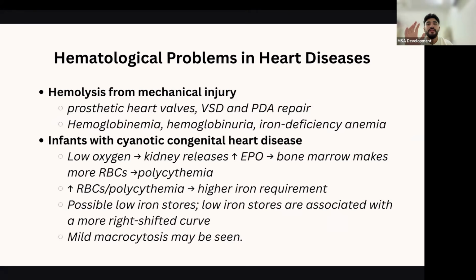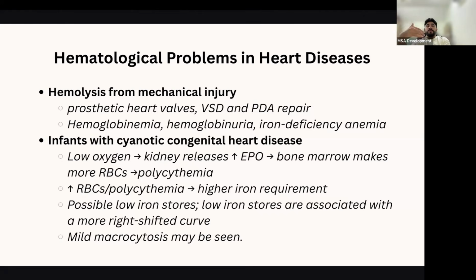Okay. Now, hematological problems that happen in heart diseases. First of all, hemolysis from mechanical injuries. All right. What do we mean by mechanical injury? Anything like prosthetic heart valves, or a patient who has had their VSD or PDA, patent ductus arteriosus, repaired. These are all mechanical injuries that could arise. So you could have hemolysis from it.